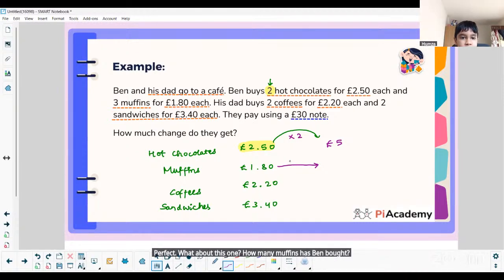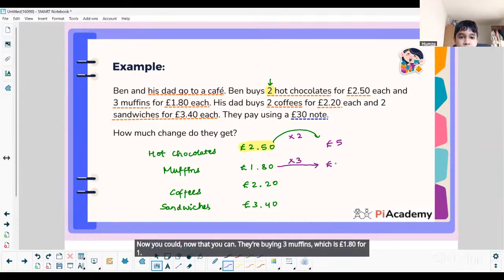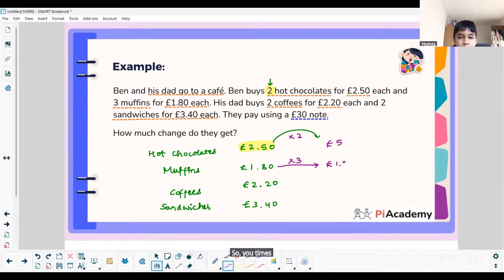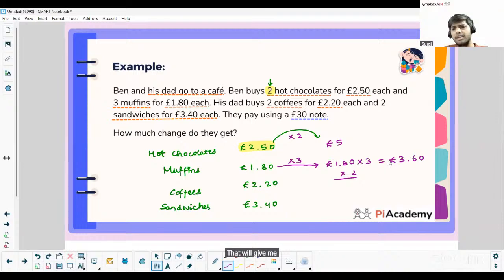Now you're buying 3 muffins, which is £1.80 for one. So you times £1.80 by 3, which is £3.60. Correct. That is going to be £3.60 here. But I think £1.80, if I times it by 2, that will give me £3.60. Check it once again, Hamza. We are timesing it by 3, right?